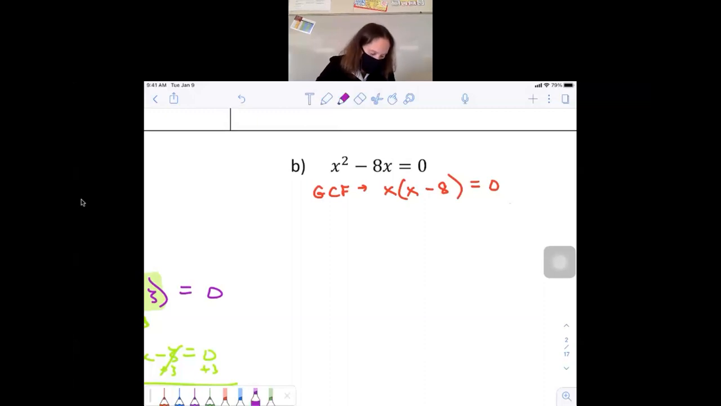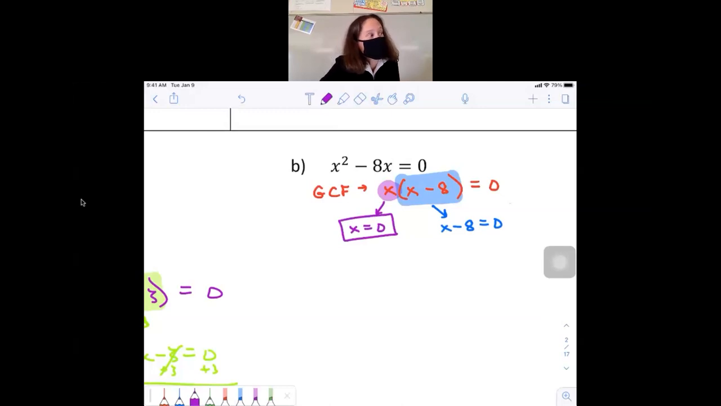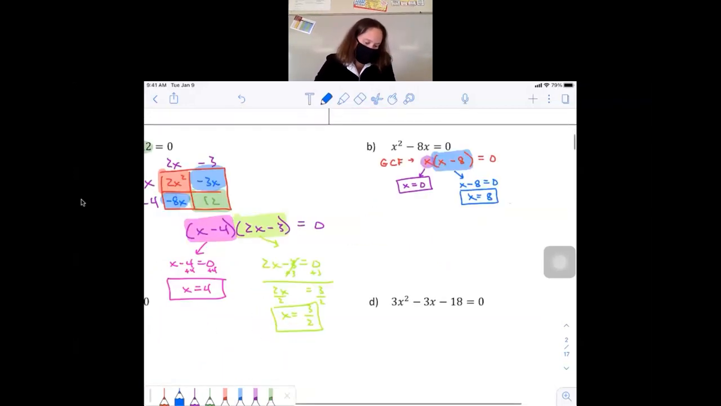This one is almost done for us already. We don't have to do the x box at all. So, because of the zero product property, either x has to be equal to 0 since it's already equal to 0, or x minus 8 has to be equal to 0. So x equals 0 is already solved. It's already done. X minus 8, if I just add 8 to both sides, I get x equals 8. And there are my two solutions.